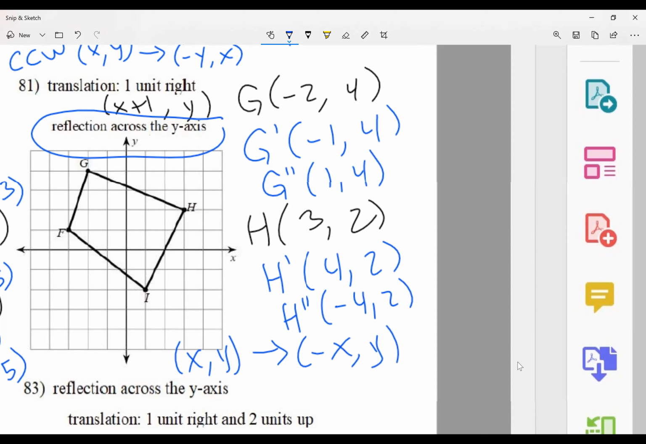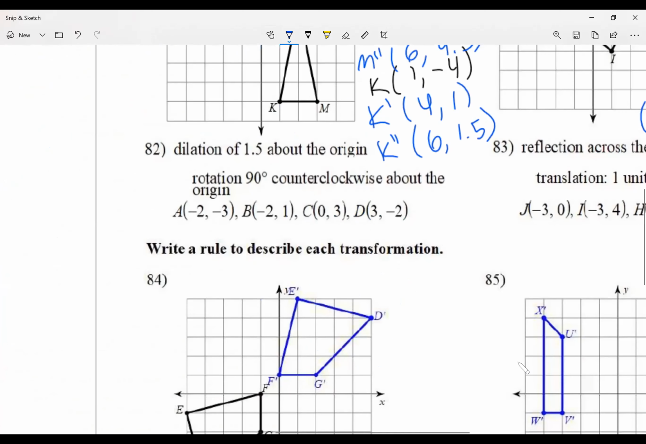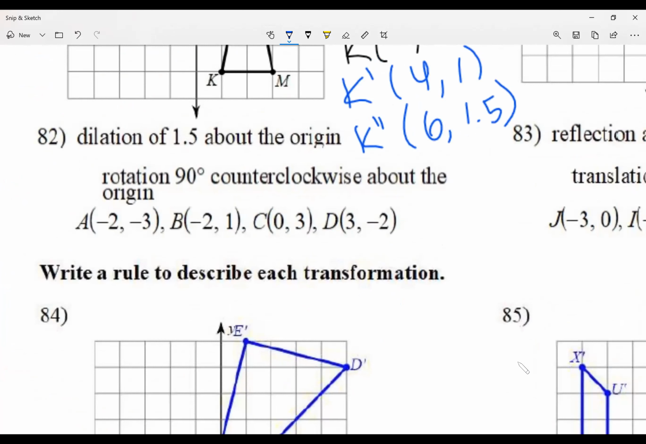Now, let me take a look at question number 82. On 82, I just give you the coordinates. Let me choose point A, just to choose a point, but it could be any point. So let me do point A. I have the coordinates of A already.